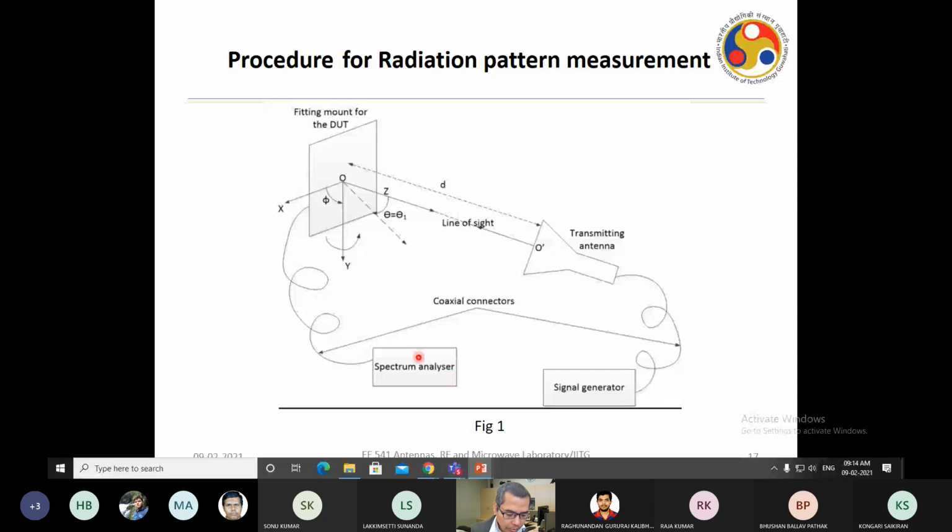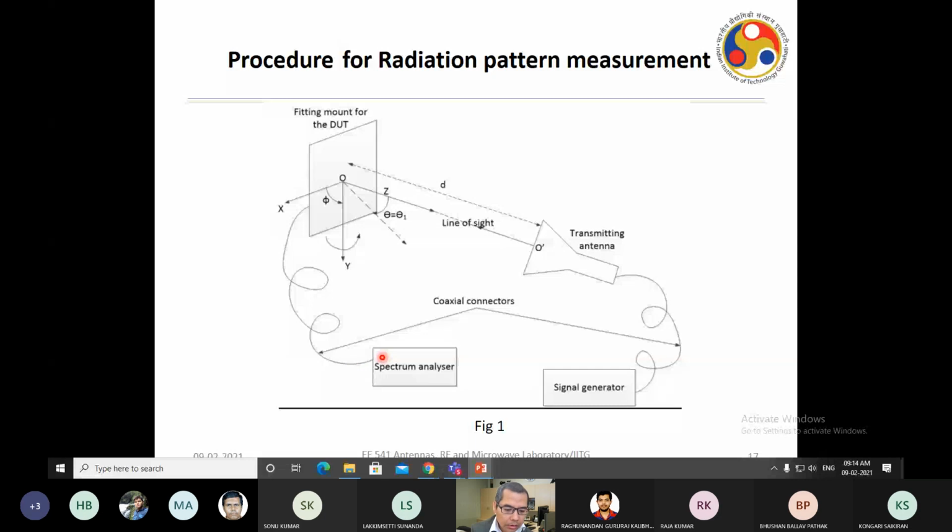So what do you have? You have a signal generator which gives signal to the transmitting antenna, and you have the device under test, a microstrip antenna, which is kept in the far field with line-of-sight propagation. There should not be any obstruction between these two antennas, the DUT and the transmitting antenna. Then you measure the received power using the spectrum analyzer.